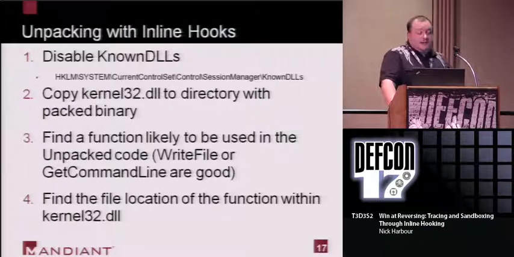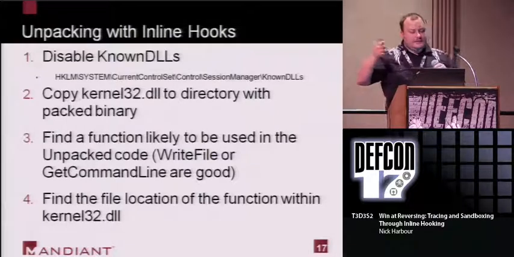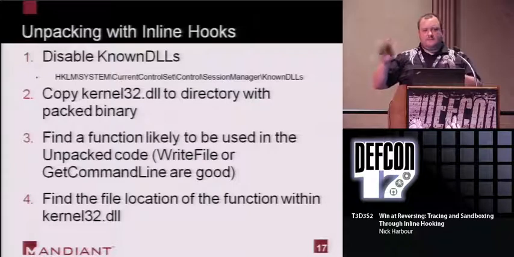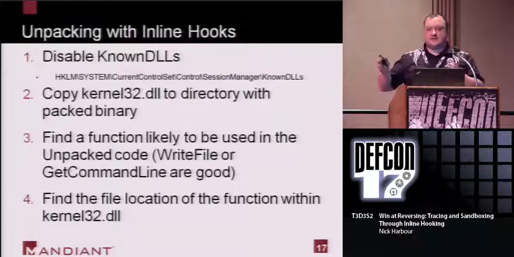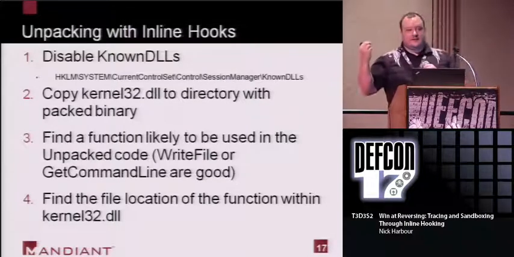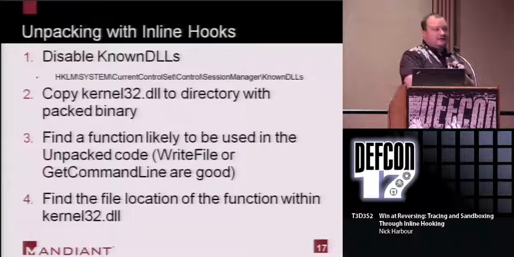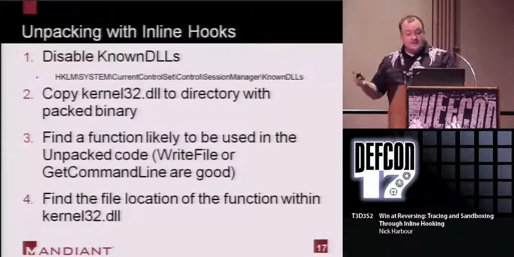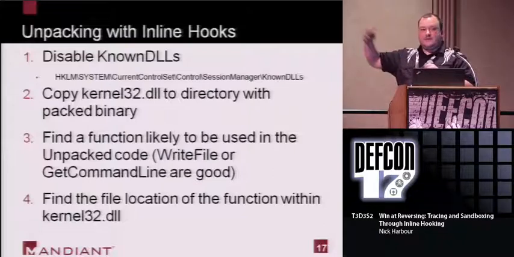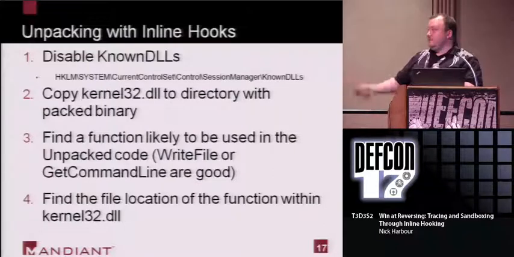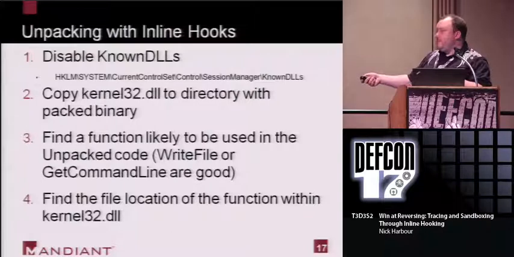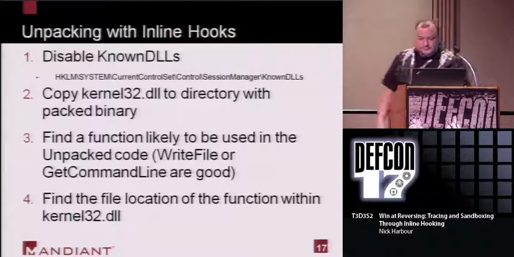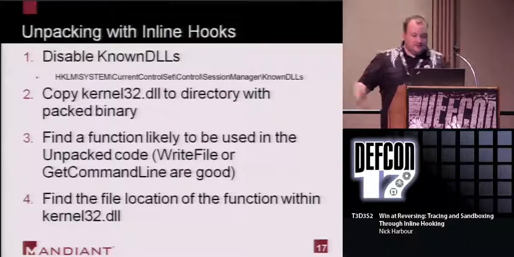Next thing we need to do is find a function that's likely to be used in the unpacked code. I like WriteFile, GetCommandLine is good. Basically, packer stubs, when they go to unpack a binary, don't use a whole lot of Win32 functions. We need to find one that the unpacked binary is going to use that the packer stub isn't. I've never seen a packer stub which, in the process of unpacking the binary, calls WriteFile. Potentially they could call GetCommandLine, but WriteFile is my favorite. I always hook that first, and if it doesn't work, I move on.